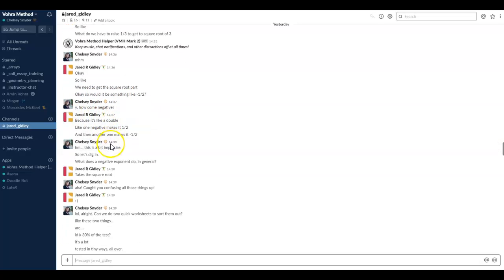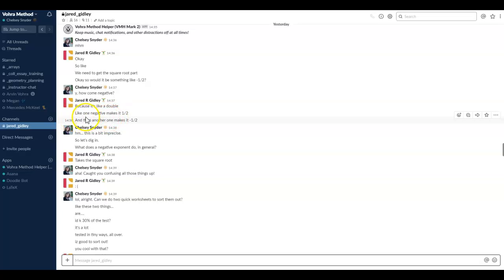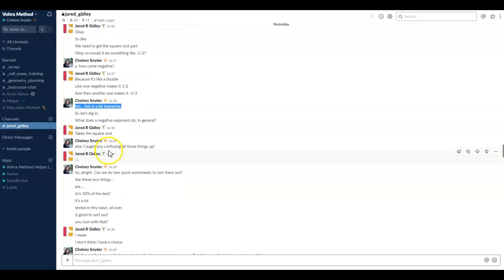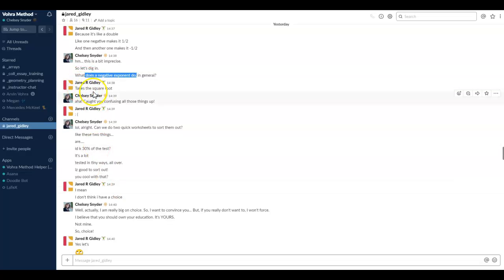And I asked him why it's negative. And he explained, this thing doesn't make any sense, right? One negative makes it half, then another one makes it... I don't know what that means. So I politely told him that it was super duper wrong. And then I asked him, okay, what does a negative exponent do in general? He said, takes the square root. All right. So I knew what the problem was going to be.